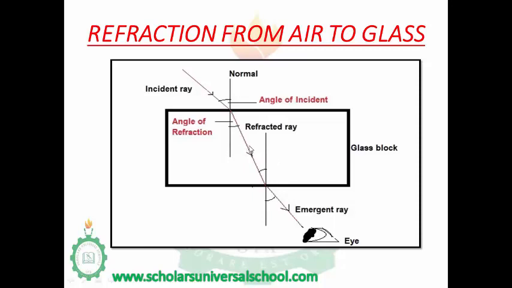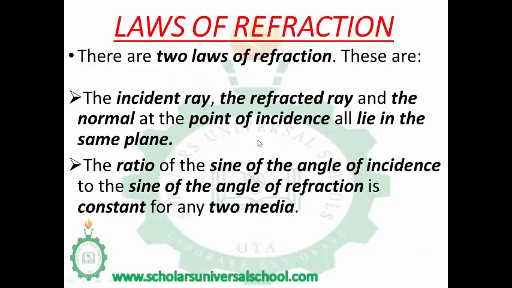But if this refracted ray is now moving back to air, you notice that it is refracted away from the normal. So it just shows us that if light moves from a less dense medium to a denser medium, it will move towards the normal. But if it's moving from a denser medium to a less dense medium, it will move away from the normal.